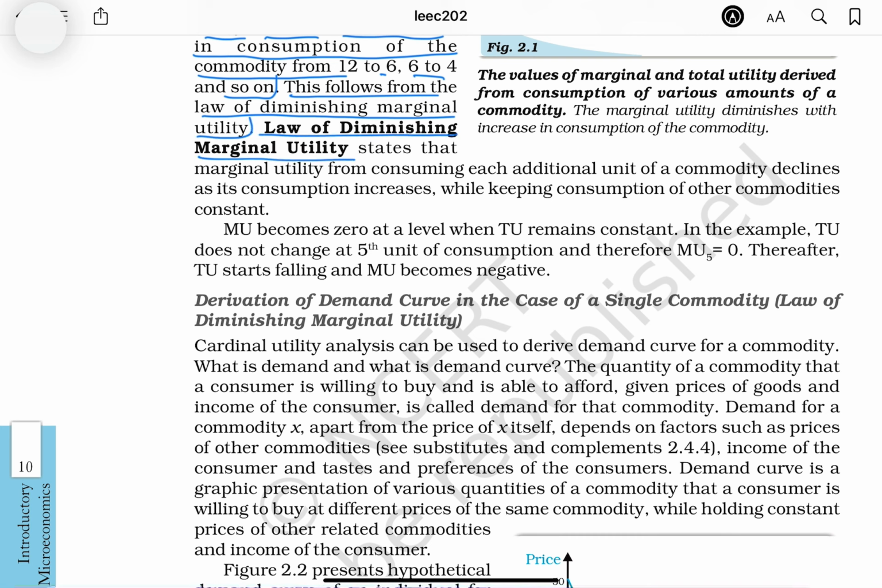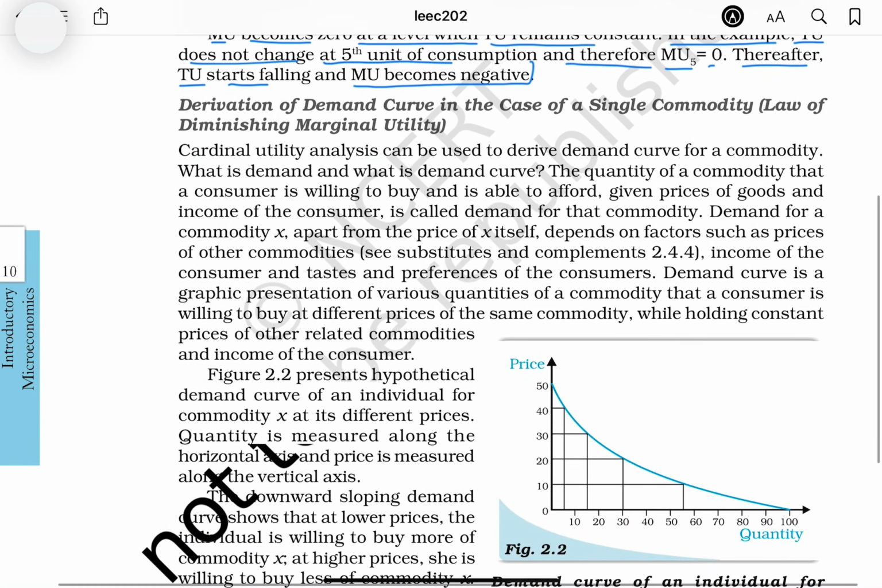Law of diminishing marginal utility states that marginal utility from consuming each additional unit of a commodity declines as its consumption increases, while keeping consumption of other commodities constant. MU becomes zero at a level when TU remains constant. In the example, TU does not change at the fifth unit of consumption and therefore MU5 equals 0. Thereafter, TU starts falling and MU becomes negative.